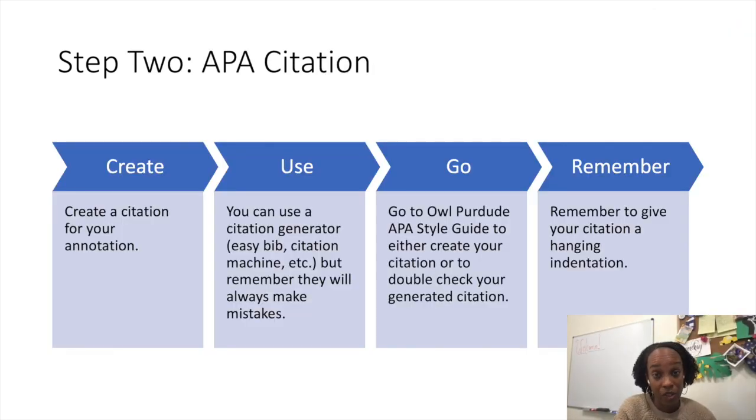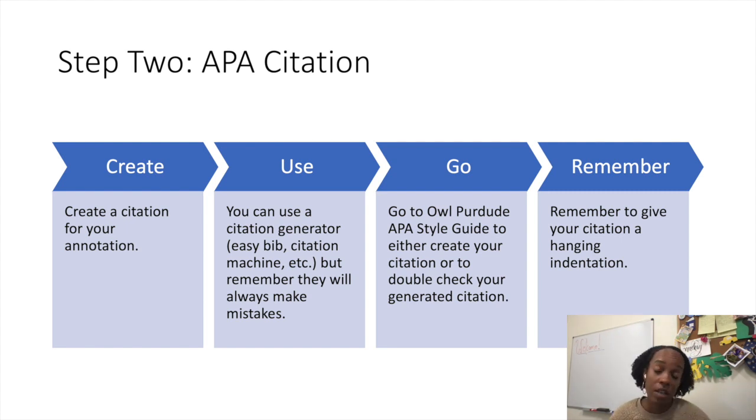Step two, you got to create an APA citation. All right. Now you can create it from scratch by using a style guide. I wouldn't poo-poo using a citation generator like EasyBib, Citation Machine, etc. But remember that a citation generator is not the last stop, okay? Because citation generators, all of them make mistakes. So you want to double check it.